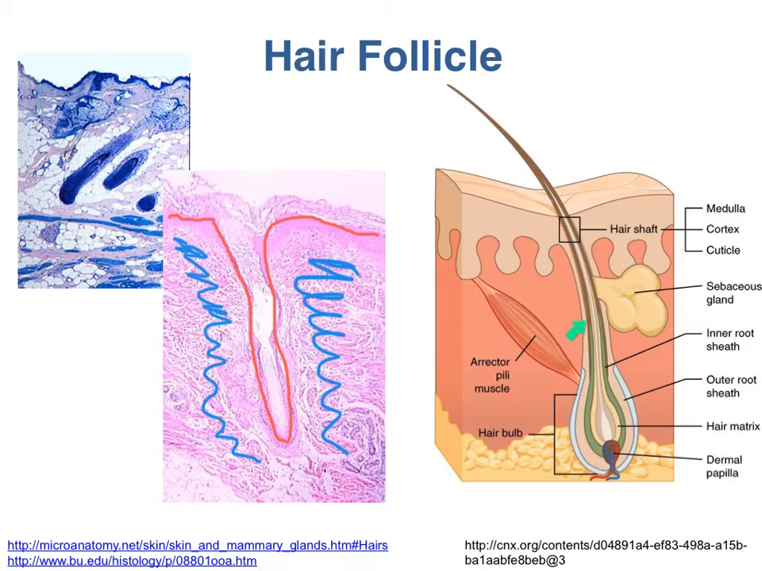You can also see the sebaceous gland attached to the hair follicle. You can see the hair shaft itself. The hair shaft is the region where the hair has become completely keratinized. Deeper in the hair follicle, it's referred to as the hair root, where the hair is in the process of becoming keratinized, but it's not fully keratinized yet.